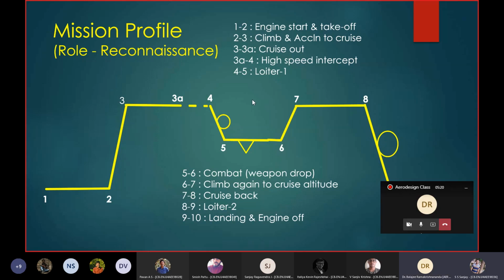Oh, reconnaissance. Okay, 10 hours. Our reference aircraft had an endurance of 20 hours. So yes, sir. Okay, good.